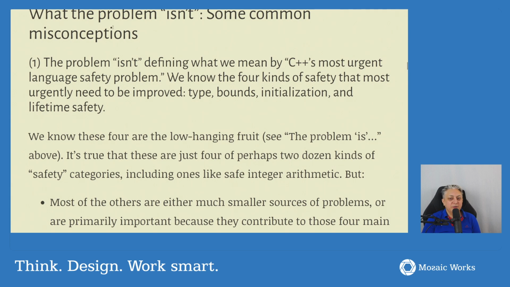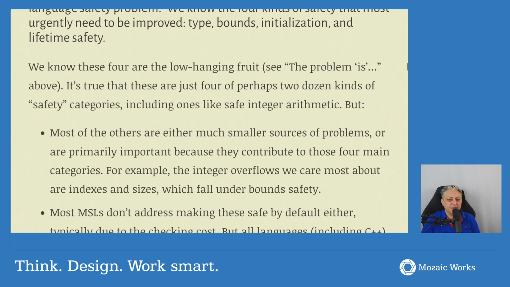Okay, so what the problem is and some common misconceptions, I'm just going to skim read through these. The problem isn't defining what we mean by C++'s most urgent language safety problem. We know the 4 kinds of safety that most urgently need to be improved: type, bounds, initialization, and lifetime safety. We know these 4 have low-hanging fruit.